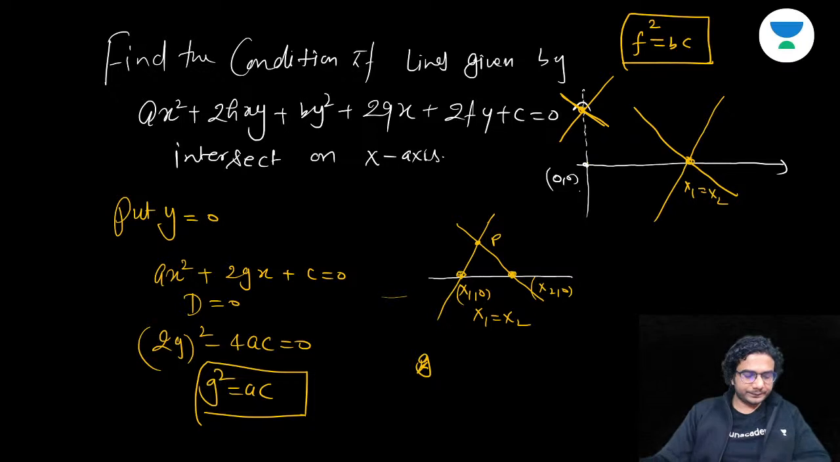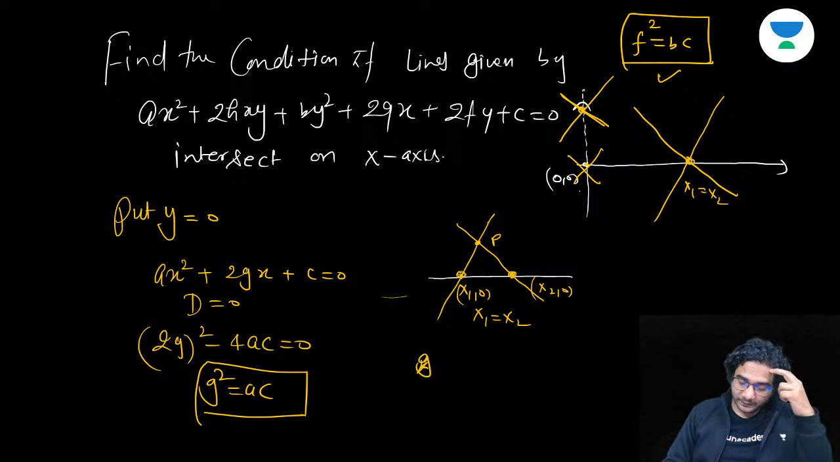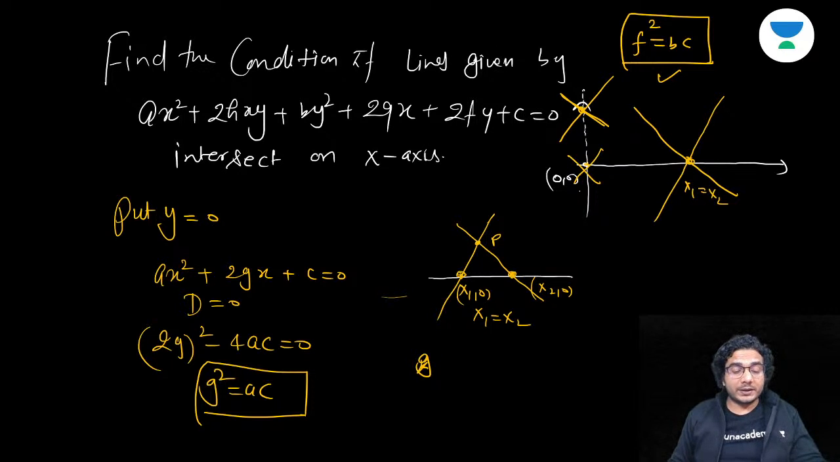Forget it. So f square is equal to bc if lines are intersecting on y-axis, and if lines are intersecting at origin, then g square will be ac and f square will be bc, which he has written actually. You wrote this result in the beginning, I think somewhere when I was asking for parallel lines. g square is equal to ac and f square is equal to bc means lines are intersecting at origin. All right, the intersection point is origin when g square is equal to ac and f square is equal to bc.